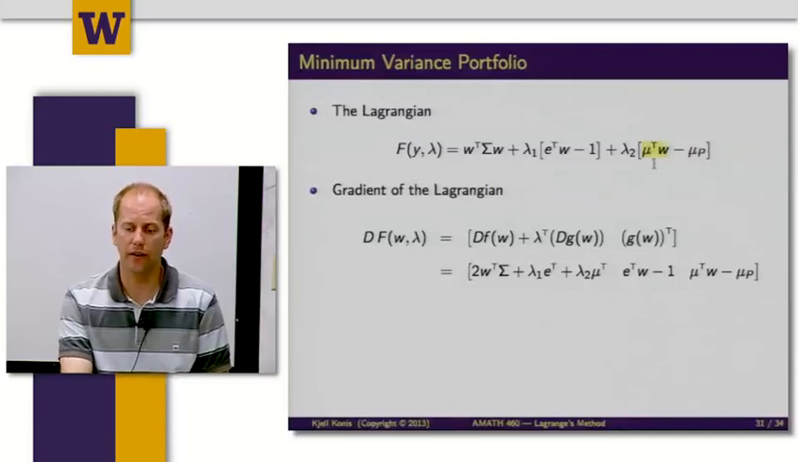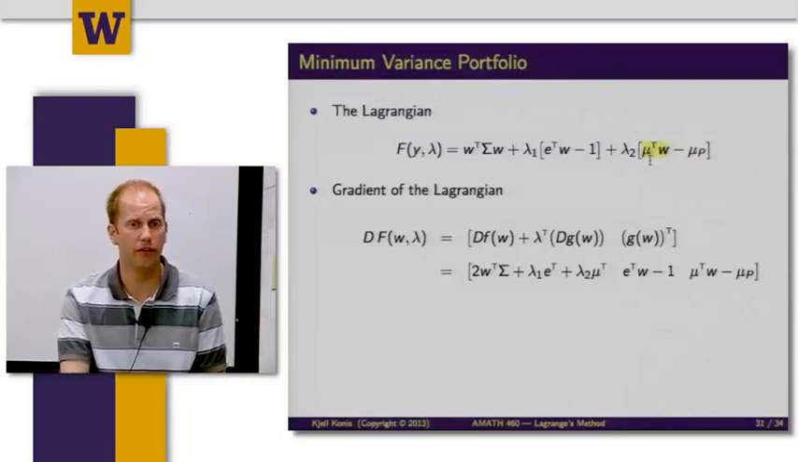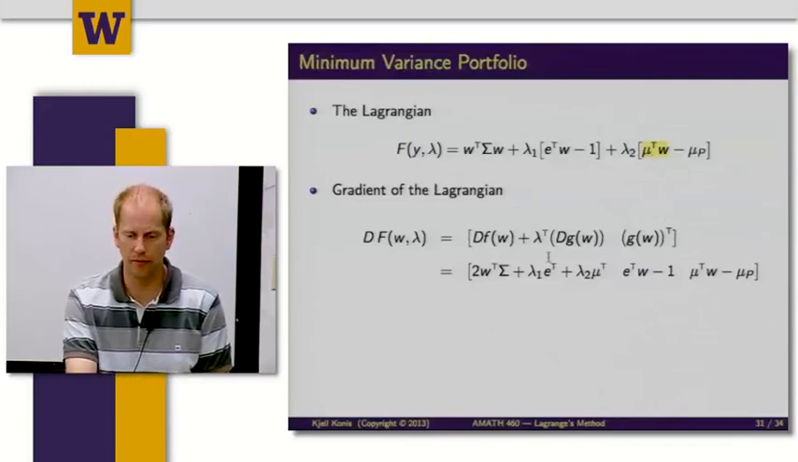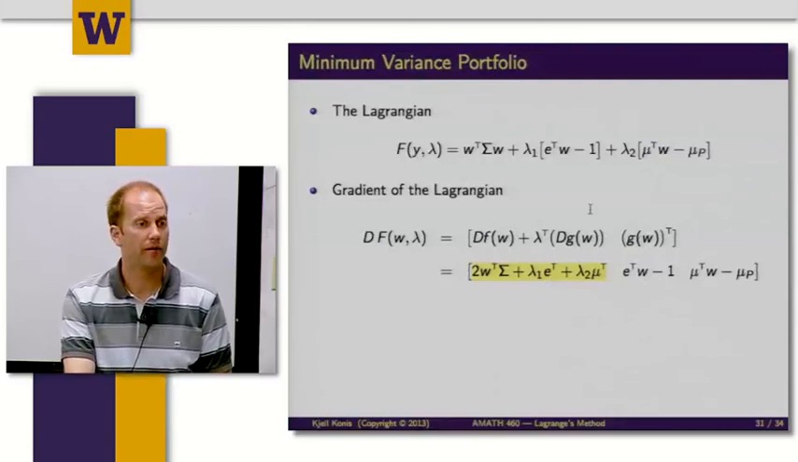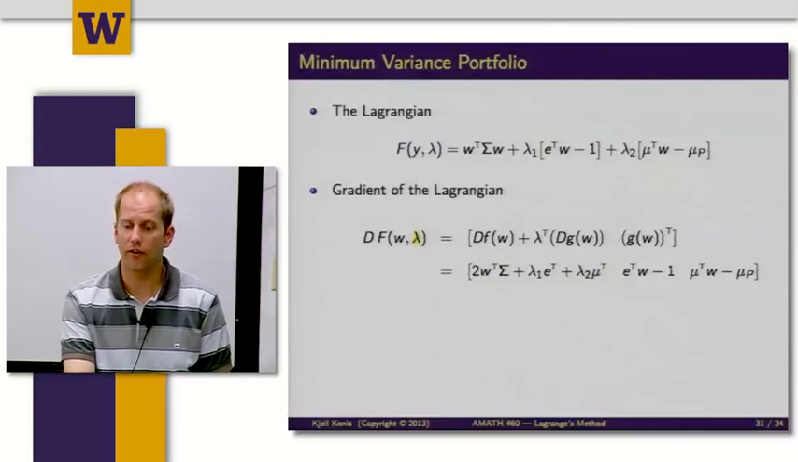When I take the gradient here, I'm just going to get mu 1, mu 2, mu 3 in a row, because everything else I'm taking the partial derivative with respect to a different variable. So I can write that just as lambda 1 times E transpose plus lambda 2 times mu transpose. And then the partial derivatives with respect to the lambda here are just going to be my constraints again. So I end up with E transpose W minus 1 and mu transpose W minus mu p.